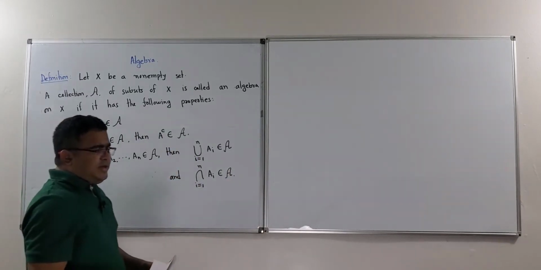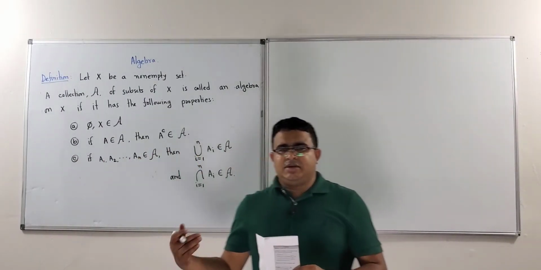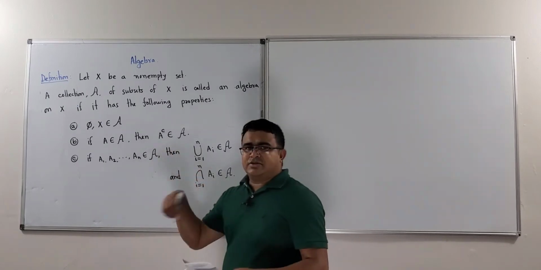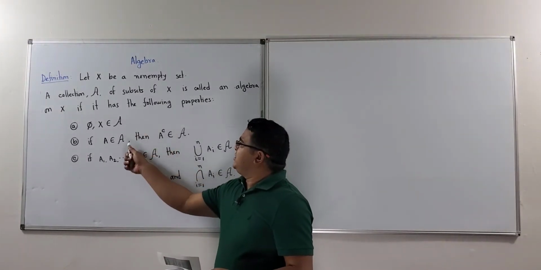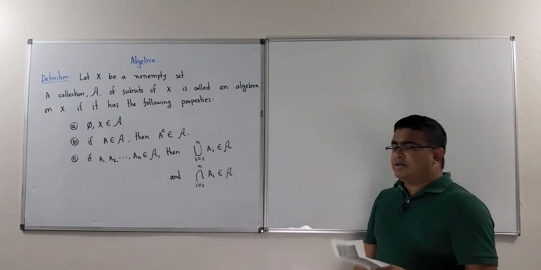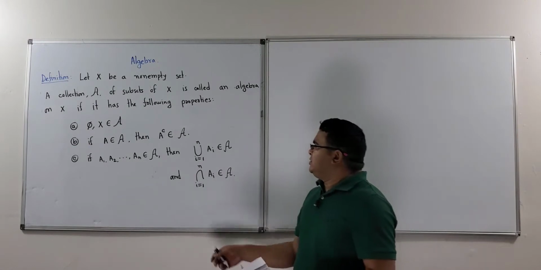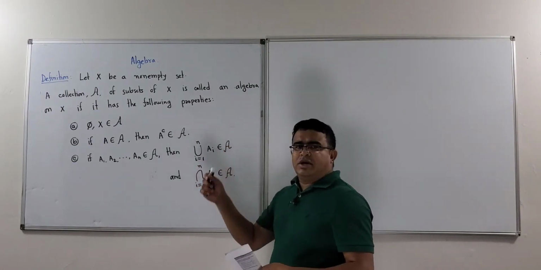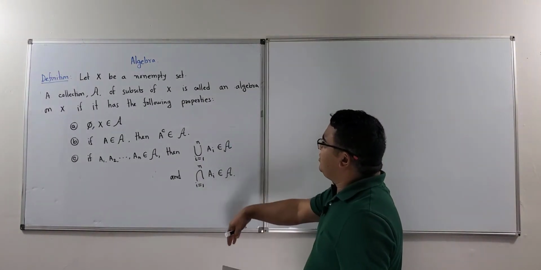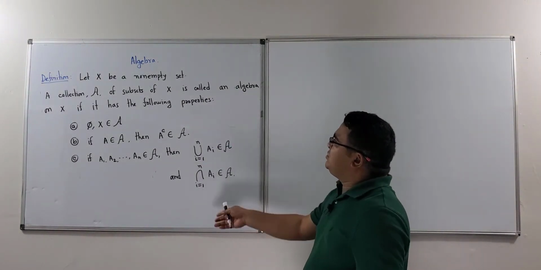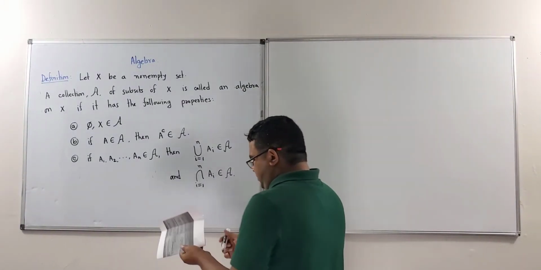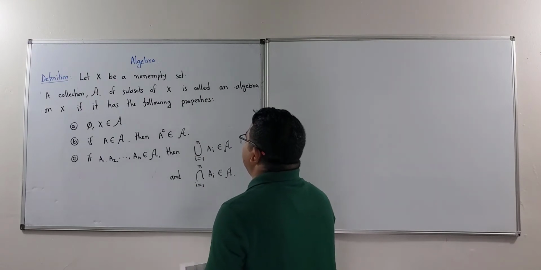So the first property is the empty set and whole set would be in that collection. The second property is, if there is a set A, then its complement would also be in that collection. And the third property is, if there are a finite number of subsets, then the union should be in that collection and the intersection would also be in that collection. So if these three conditions are satisfied, then that collection is called an algebra. Now we can discuss some examples.